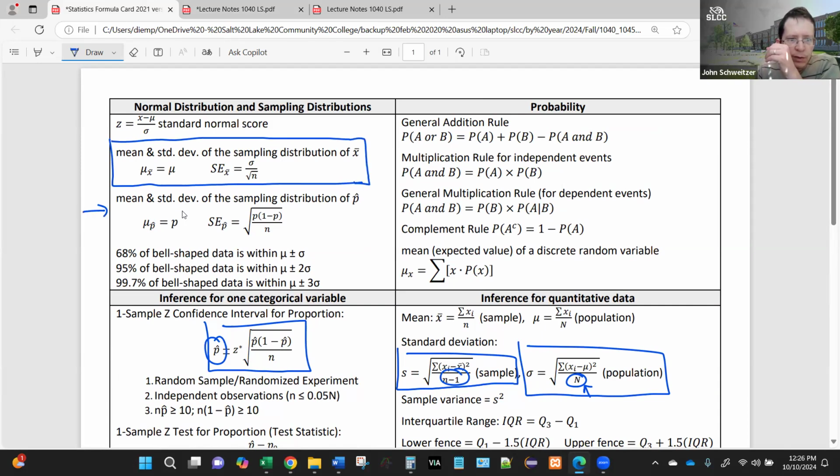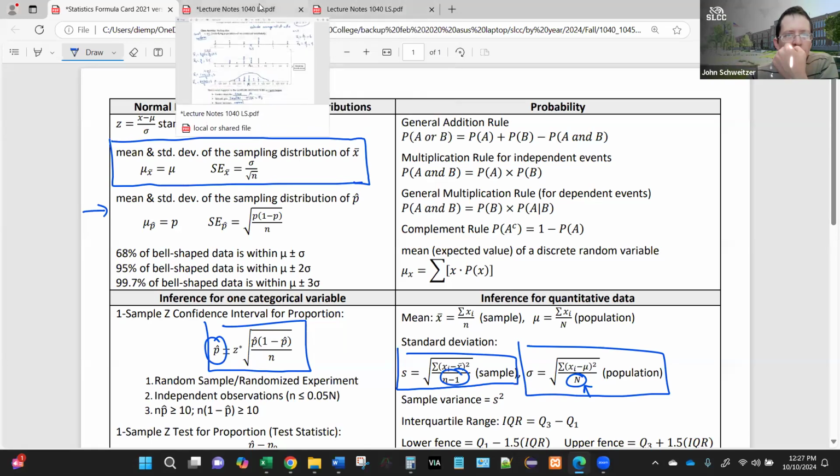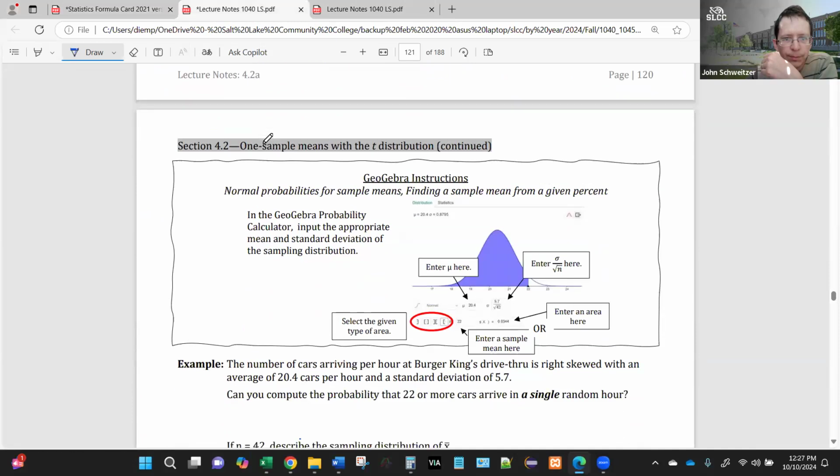Remember in chapter 3, we had these, right? The mean and the standard deviation of the sampling distribution of P hat. Very similar idea, but instead of categorical data and P, we're working with quantitative data and mu. So instead of population proportions, we're now working with population means. All right, so with these formulas in place, let's do some problems.